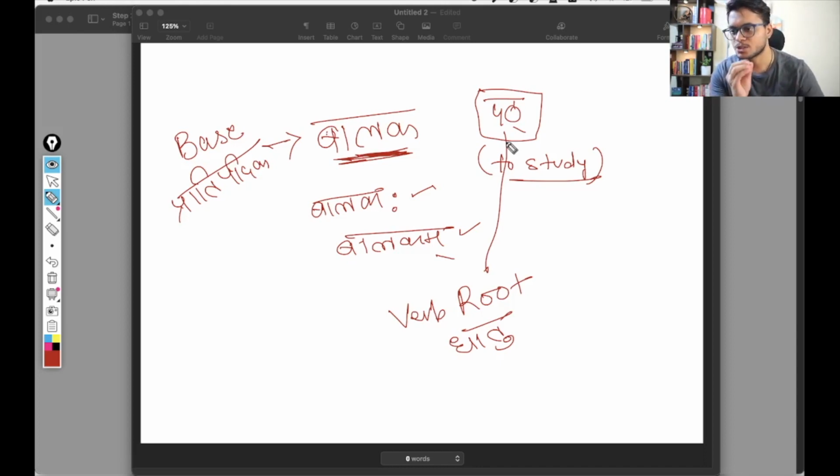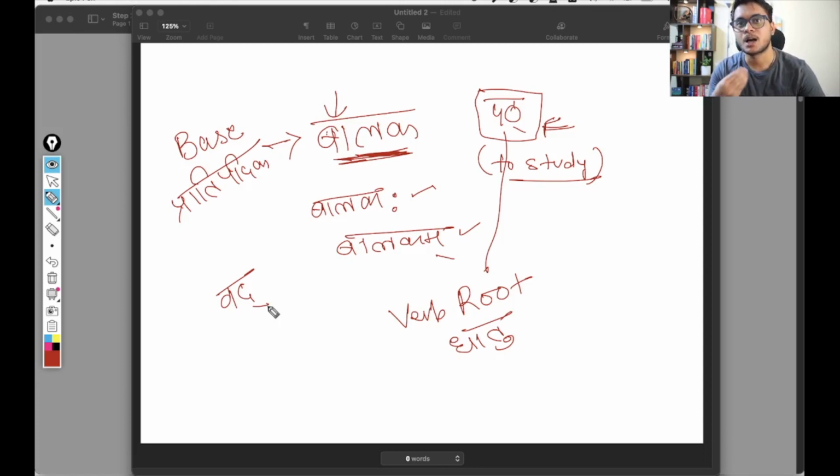So I just wanted to start this whole lesson today with this main thing: keep in mind there is always a base word for a noun, and there is always a root word for a verb. Suppose I say "to speak", what is the verb for to speak? There is a verb root, that is vad. So vadati, vadataha. If I say "I speak", I will say aham vadami. In Sanskrit, I is aham.